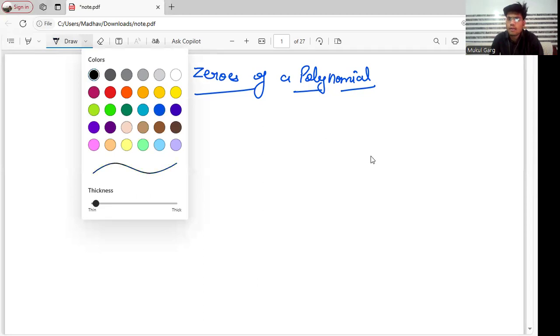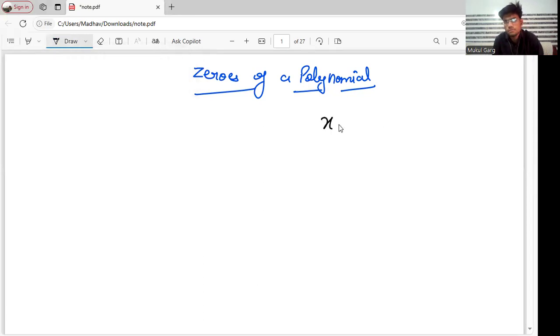I'm going to give you an example. x minus 3. It's a polynomial. I've written a polynomial here, x minus 3. Now, if I ask you, what should I place here instead of x so that x minus 3 becomes 0? It's so obvious. I should place x equal to 3, so that x minus 3 becomes 0.